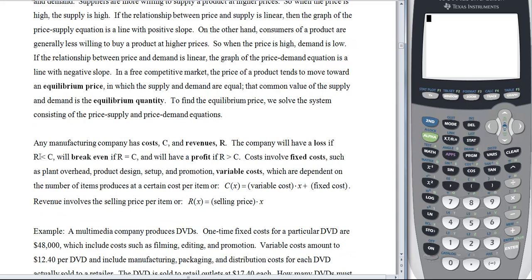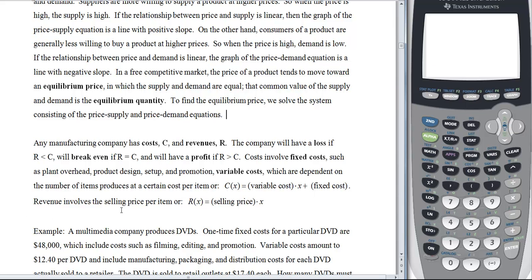Any manufacturing company has cost, C, and revenues, R. The company will have a loss if the revenue is less than cost, will break even if revenue equals cost, and will have a profit if their revenue is greater than their cost. Costs involve two things. One's called fixed cost, such as plant overhead, product design, setup, promotion. The other one is variable cost, and these are dependent on the number of items produced at a certain cost per item. So my C of x, my cost, is equal to variable cost times x plus fixed cost.